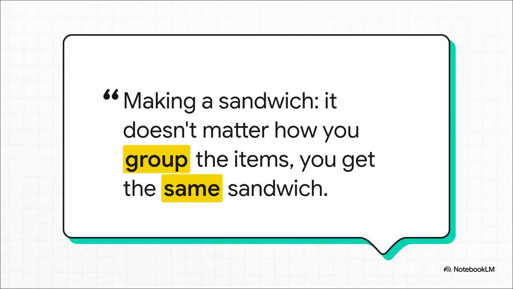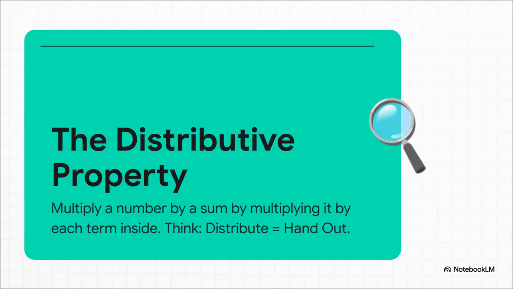Think about making a sandwich. You could put the bread and turkey together first, and then add the cheese. Or you could put the turkey and cheese together first, and then put them on the bread. You're just changing the grouping of your actions, but you still end up with the same delicious sandwich. That's association. And now for our third and final property, the mighty distributive property.